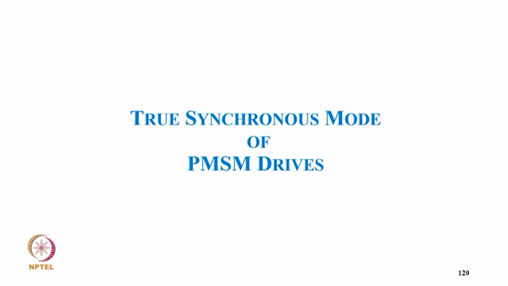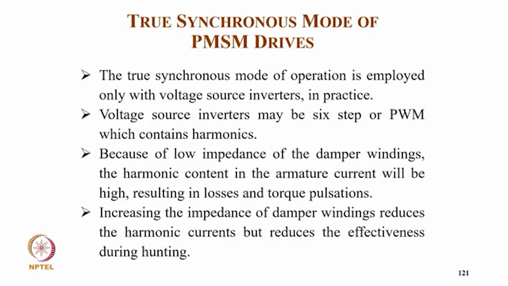So now coming to the true synchronous mode of the permanent magnet synchronous motor drive. The true synchronous mode of operation is employed only with voltage source inverters in practice, and the voltage source inverter may be of 6-step or PWM type, which contains harmonics. Because of the low impedance of the damper winding, the harmonics contained in the armature current will be high, resulting in losses and torque pulsation.